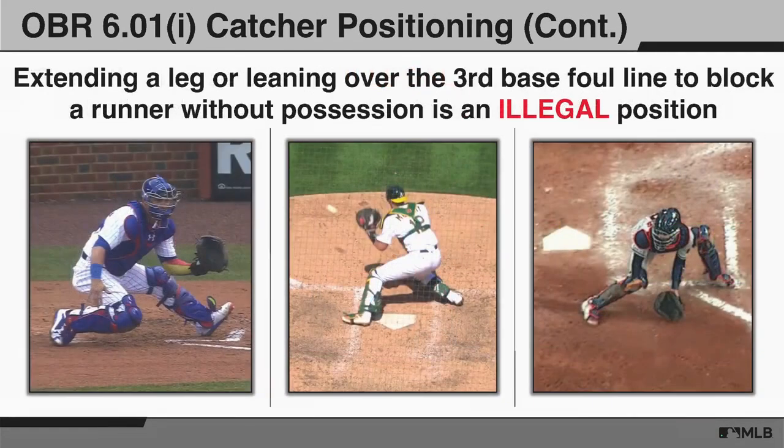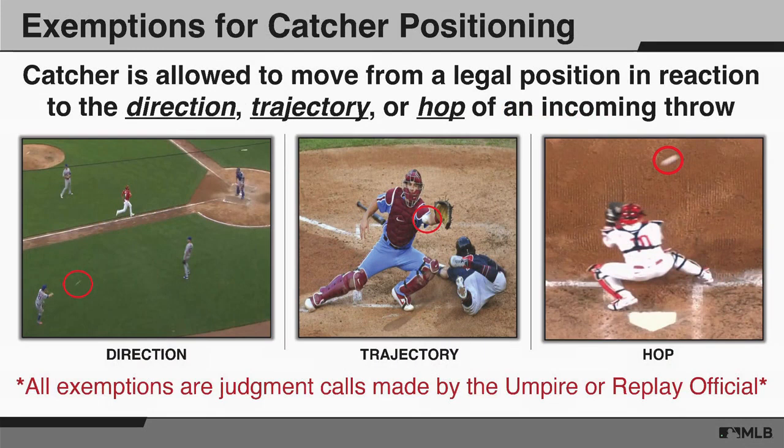Here you see, once again, these positions are also illegal. Extending the leg or leaning over the third base foul line to block a runner without possession of the ball is an illegal position. Here you see the trajectory of the ball taking the catcher into the runner's pathway, which is legal. As long as the catcher is moving to the fly of the ball or the hop of the ball, he is in a legal position.